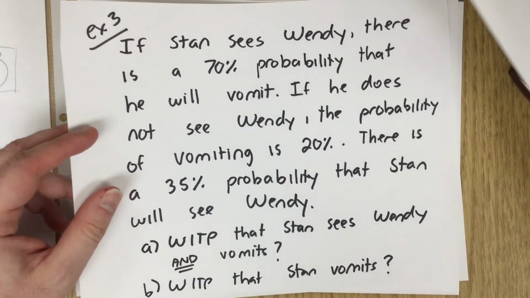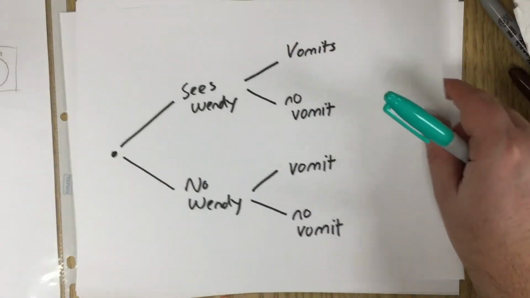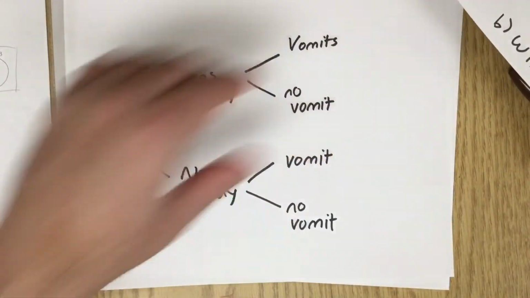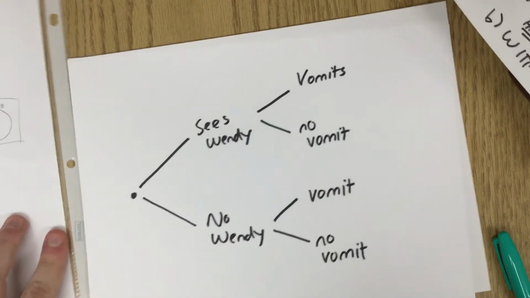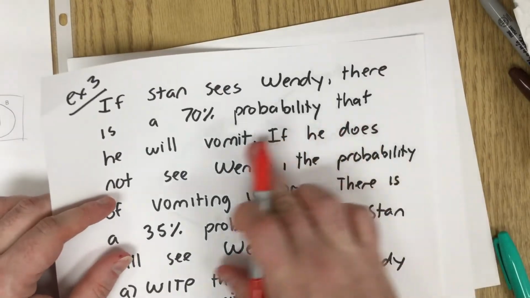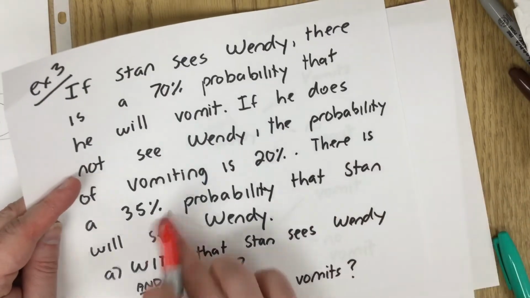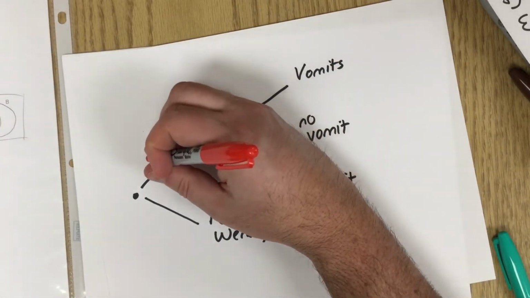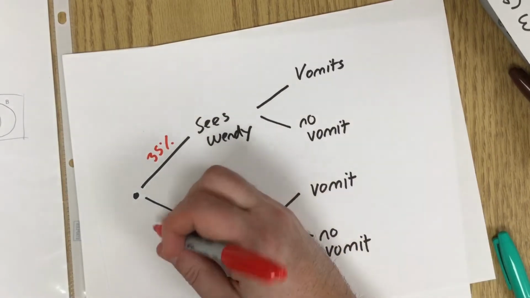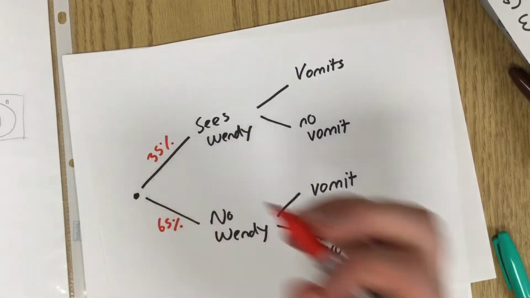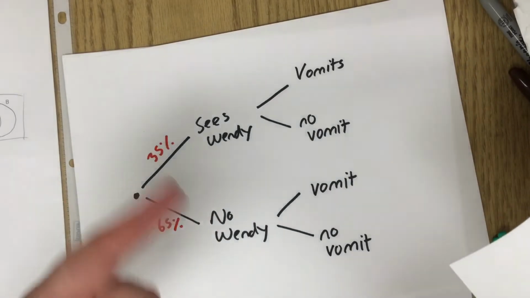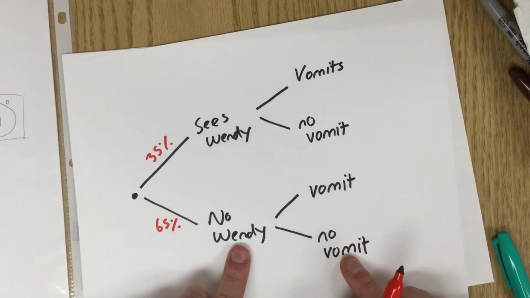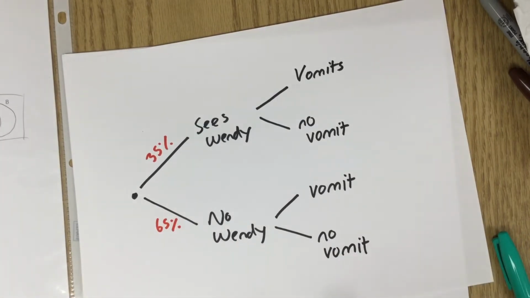Okay. So what we're going to do is make another one of those weighted tree diagrams for this. We know that the probability of seeing Wendy is 35%. There's a 35% probability that Stan will see Wendy, which means that there is a 65% chance that he does not see Wendy. And the probability that he vomits depends on whether he sees Wendy. So these two events are not independent, they depend on each other.